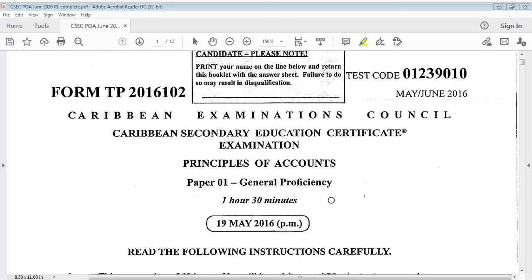Today I'll be doing the CSEC Principles of Accounts mid-June 2016 paper 1.